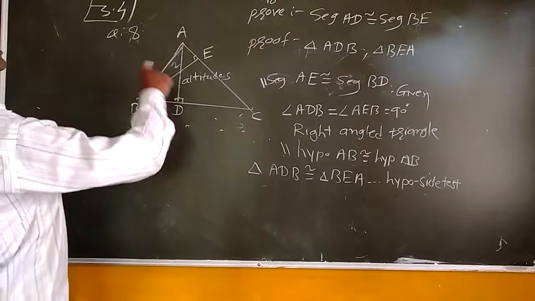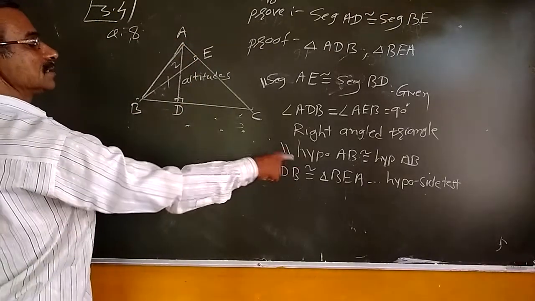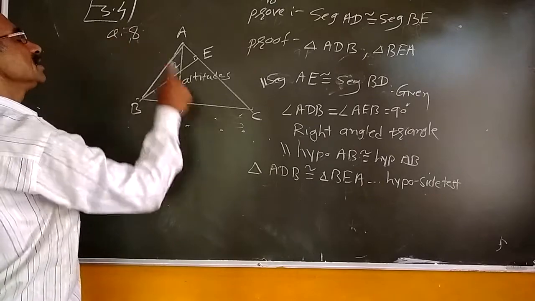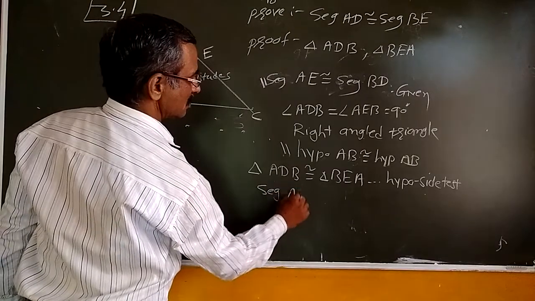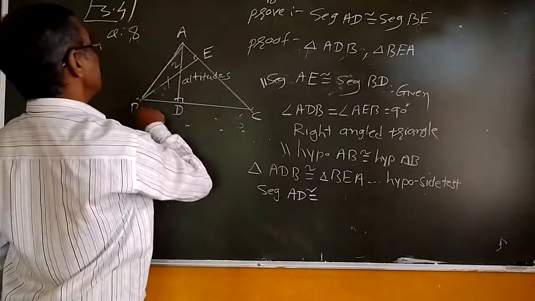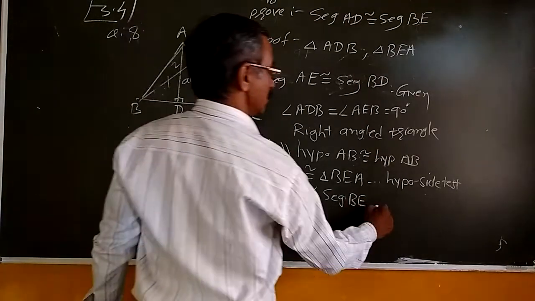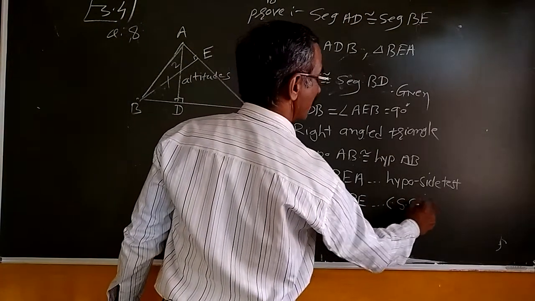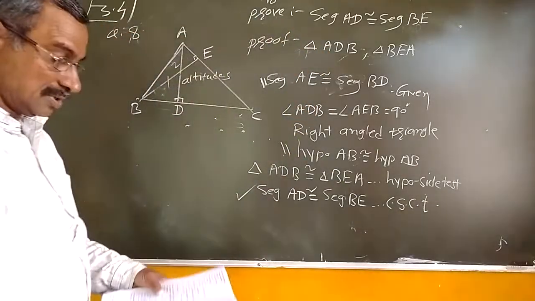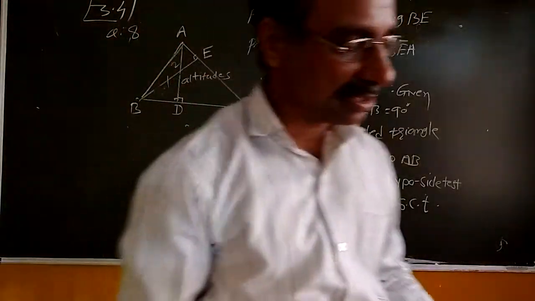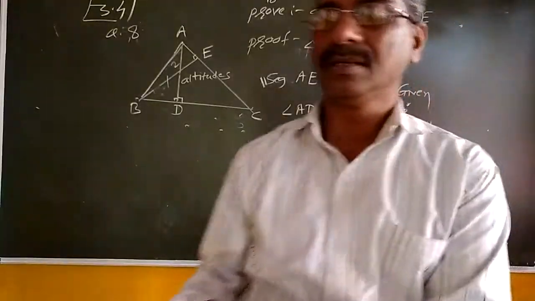If the two triangles are congruent, their corresponding sides and corresponding angles are congruent. So side AD is congruent with side BE. What is the reason? Corresponding sides of congruent triangles. So we proved this theorem. So we solved up to question number 8, means we solved the total practice set 3.4. Thank you.